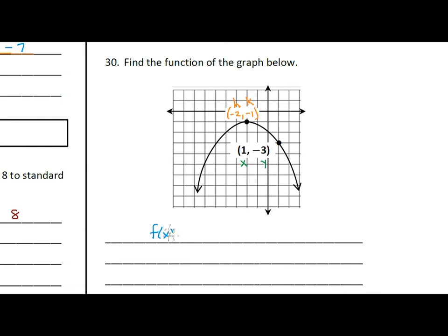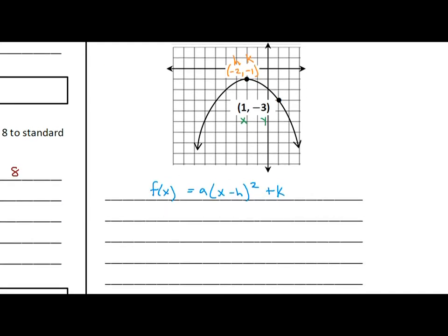So here's our base equation. F of x equals a times x minus h squared plus k. Let's plug in the 4 values that we know. F of x is the same as our y value here, which is -3. We don't know what a is. X is equal to 1. H is -2, but that will turn to positive in our equation because we're going to flip the sign here. Squared, and our k value is -1.